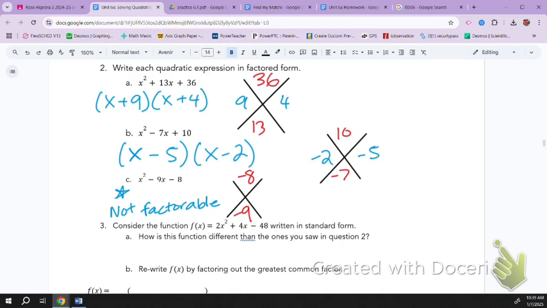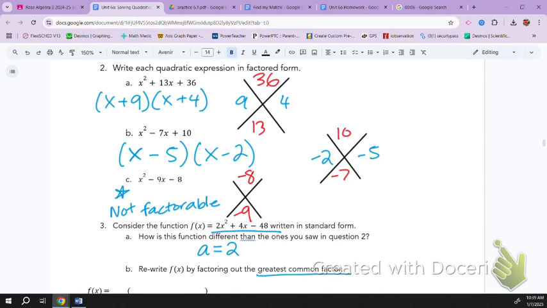Number 3, we've got an equation written in standard form. How is this different than the problems we saw in number 2? What do you notice? How is this standard form different? Say it louder. What is it? Yeah, A is 2 this time. So we need to factor out a greatest common factor.